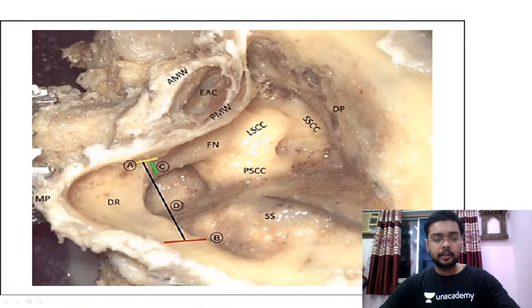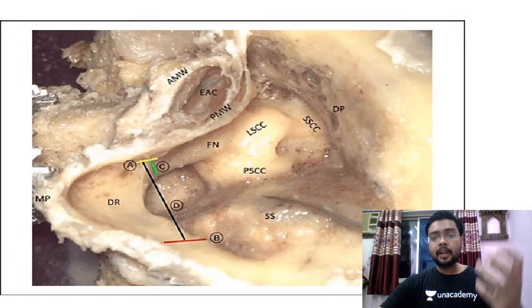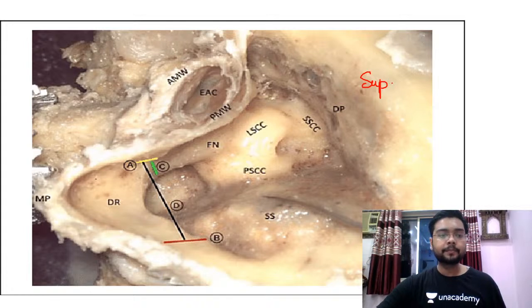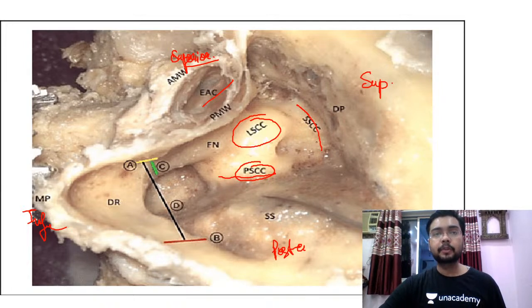So again, moving to our orientation, here is one more picture of a cortical mastectomy. Here again, if I give you the orientation, this is superior, this is inferior, this is your posterior, and this is your superior. And if I ask you now, tell me where will be your lateral semicircular canal, right? So see, this ivory white bulge is your lateral semicircular canal. Perpendicular to it is your posterior semicircular canal, and your superior semicircular canal will be somewhere here. This is your tegmen antri, this is your digastric ridge, posterior canal wall, right? Sigmoid sinus bulge.